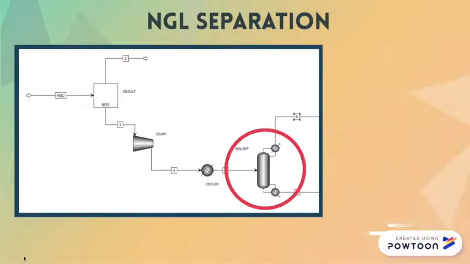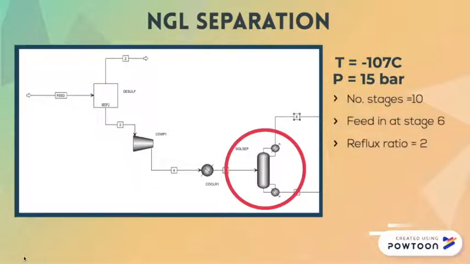For the separation, the unit was operating at minus 107 degrees Celsius and 15 bar. This is so that methane enters the column in a vapor phase, whilst the remaining hydrocarbons are in a liquid phase. These were vital for our separation. The column has 10 stages, with the feed entering at stage 6 and a reflux ratio of 2. These were found to be optimal values to obtain the desired separation.